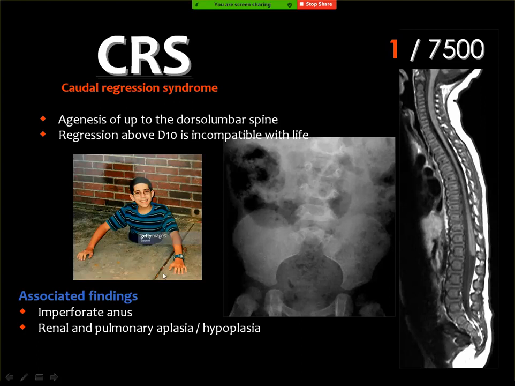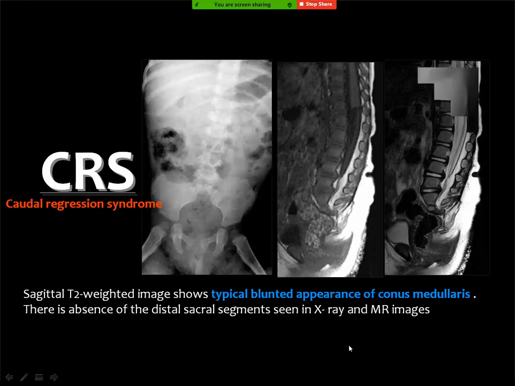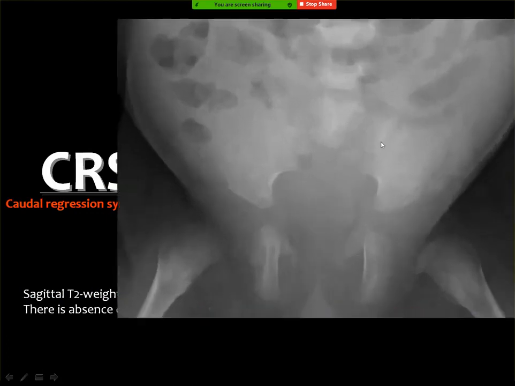But you can see in this picture that there is an adult human being with no lower half of the body, and this human being is alive, as you can see here, and this is not incompatible with life unless the agenesis extends to the dorsal number 10 vertebra. Then if you look carefully in the plain film, you see that there is no sacrum and the iliac bones are very close to each other, and this is sometimes known as kissing of the iliac bones, for example, and you do not see the sacrum.